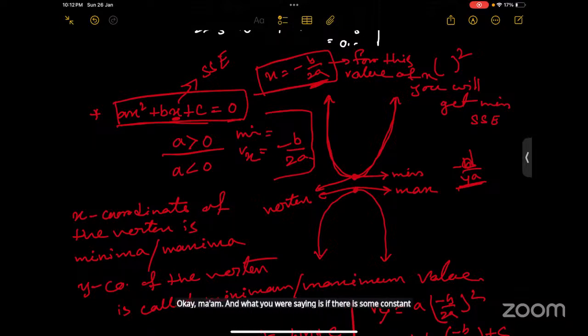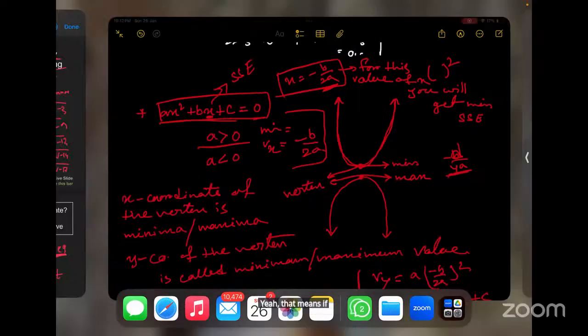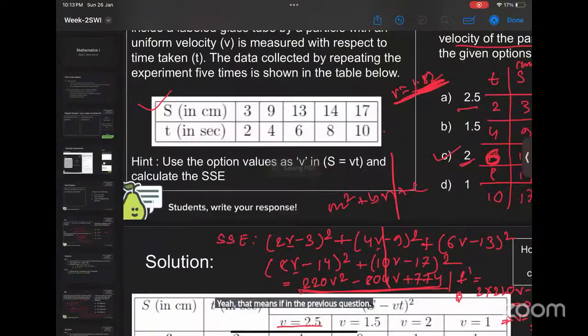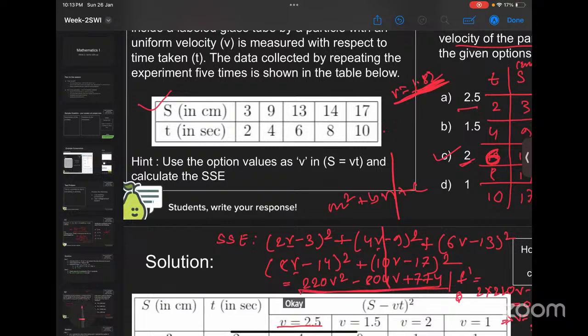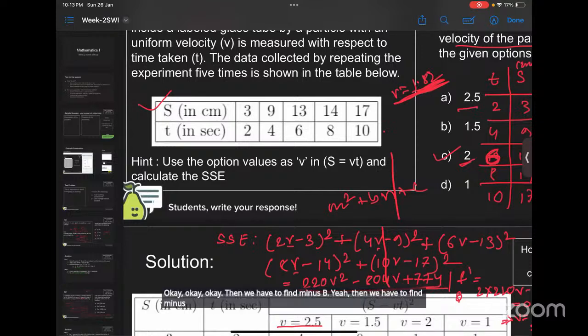Okay, ma'am. And what you were saying is, if there is some constant, that means if in the previous question we got the SSC using the variable v, then our aim was to find the value of v such that the SSC becomes minimum, right? That means the x coordinate basically. Yes, then we have to find minus b by 2a.